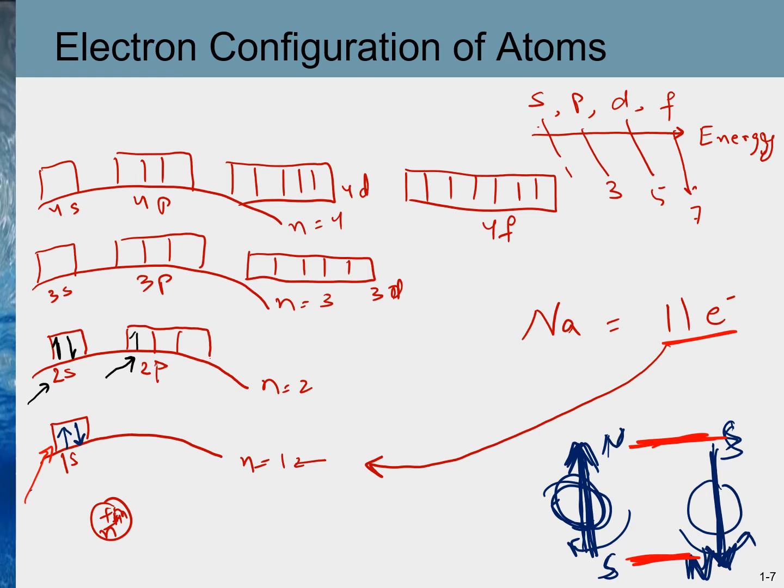Now when the sixth one goes, it will not pair up. That's according to Hund's rule. It will first singly occupy all the orbitals. When all of them are filled up, then they will pair up. So let me count again: 1, 2, 3, 4, 5, 6, 7, 8, number 9, number 10, and the last electron will go to number 11, which is 3s.